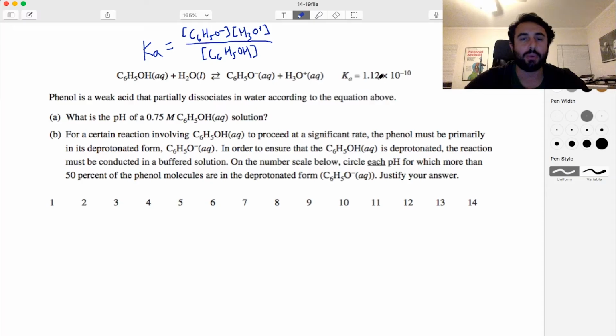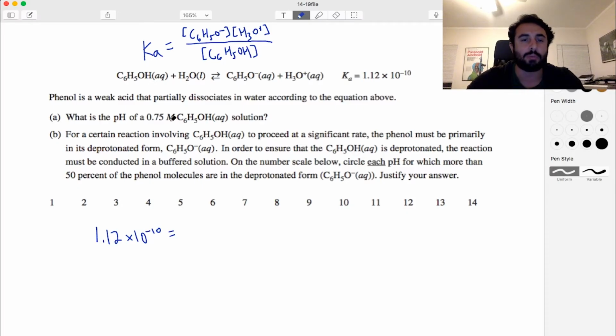So clearly we're going to plug some stuff in. When it asks what is the pH, the pH is telling us the hydronium concentration. So we need to get the hydronium concentration. If we can get that, we're going to get the pH. So how do we do that? Well, let's plug in what we know. We've got 1.12 times 10 to the negative 10. We don't have any other information. We have 0.75 molar, but we don't know exactly what to put in here.